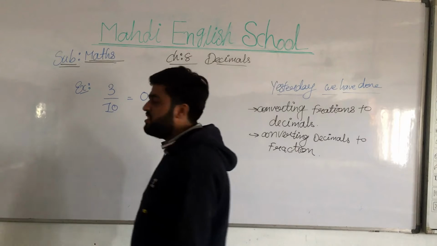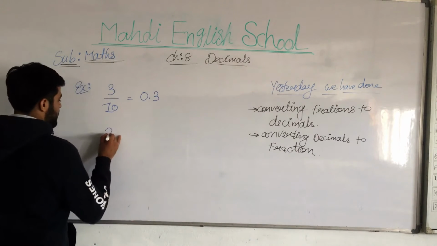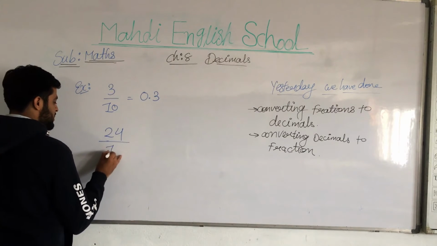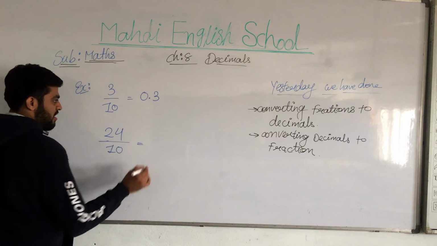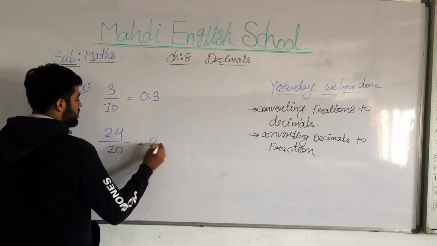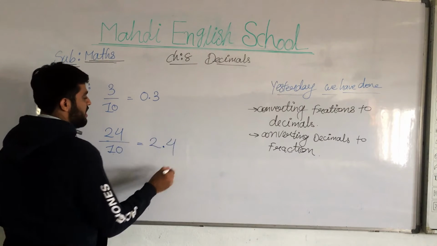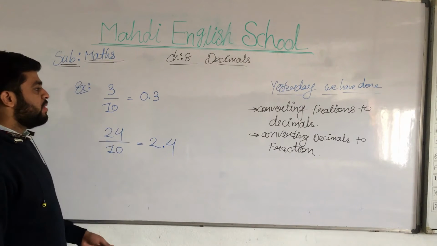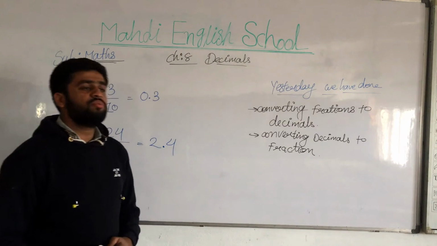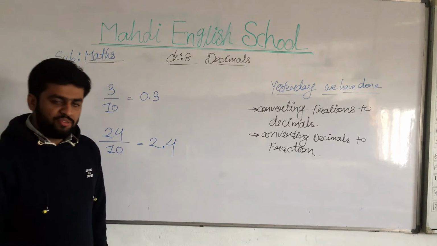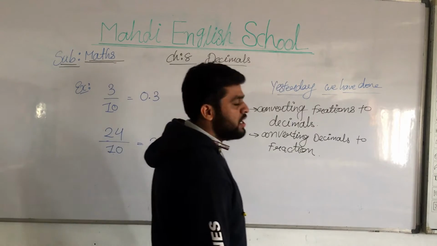Now we will take another example: 24 upon 10. How do we convert it? 2, then the denominator 10 shows the decimal part, and 4. So these are both examples of converting a fraction to a decimal. Understood, my dear students?